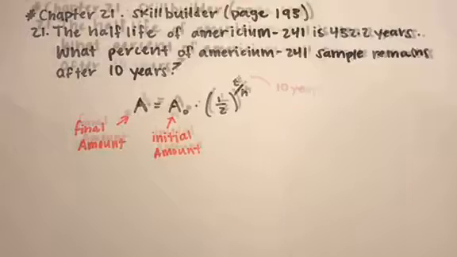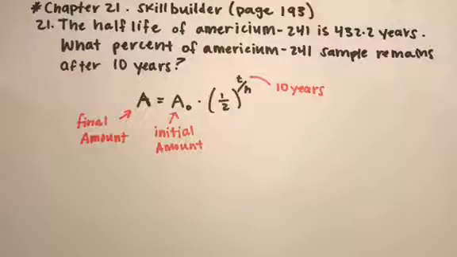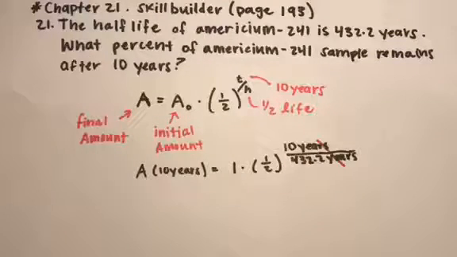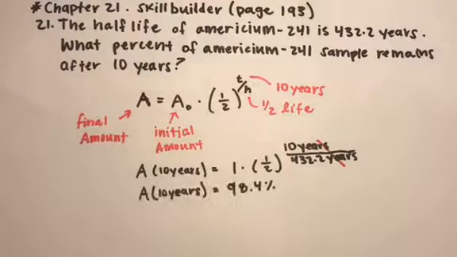Let's begin with 10 years. We plug in the time period for t in the equation and the half-life for h. Now that we know all the variables in the equation, we can solve for the final amount after 10 years. After solving the problem, we find that there's 98.4% of the original sample remaining.